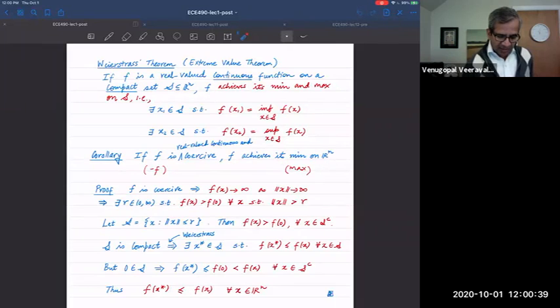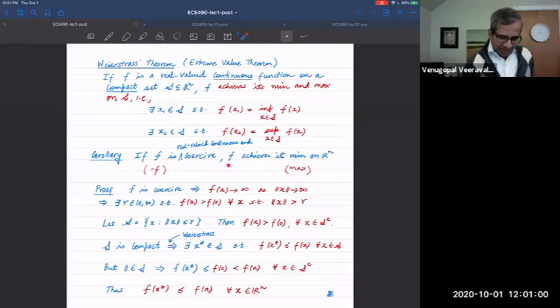So then we said that it achieves a minimum on Rn. Rn is not a compact set, so we had to separately prove it by actually constructing a compact set as part of the proof and using that, using Weierstrass's theorem to establish this result.